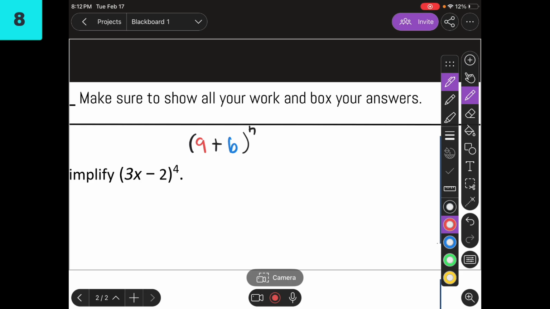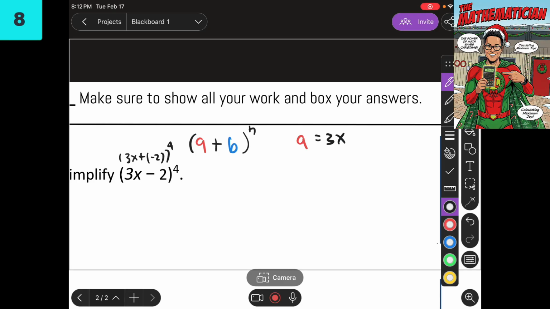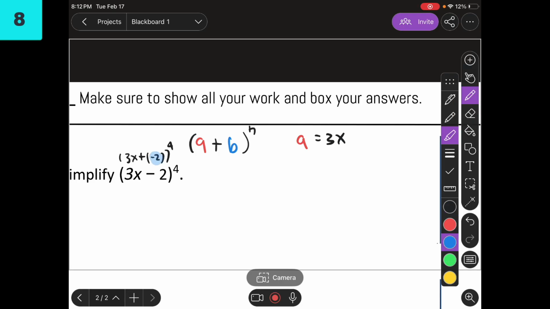And we have to figure out what a and b are. So let's try to figure that out. I noticed that a can probably just match up with 3x. That's probably an easy dead giveaway. So a is just 3x. To figure out what b is supposed to be positive. However, you can rewrite this as 3x plus negative 2 to the power of 4. So in reality, my b is actually just this negative 2. So b is equal to negative 2.